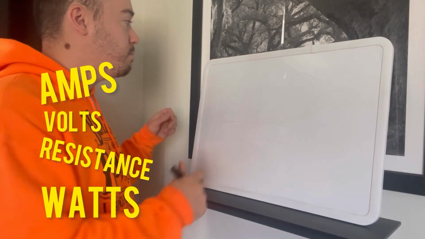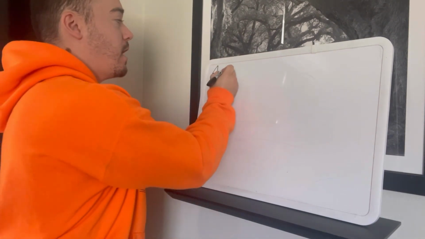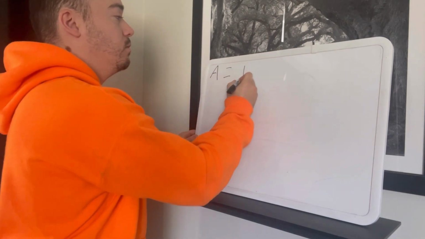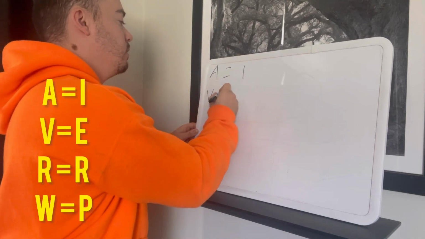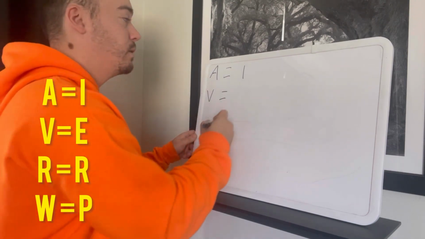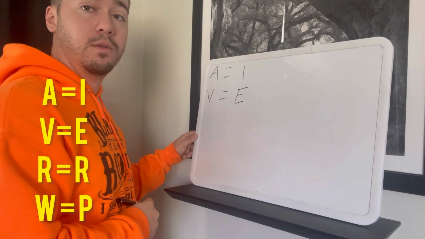So amps is usually defined with an I. Volts typically defined with an E.